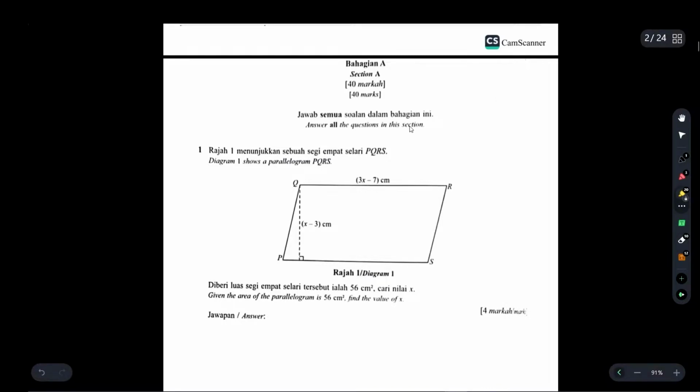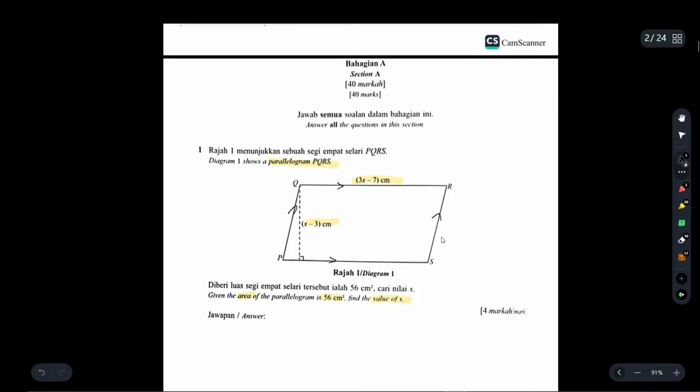Okay, so we'll be looking at our first question. This is a parallelogram, which means that PQ and RS are parallel, and QR and PS are parallel, and also the same length. The same goes for PQ and SR. So we have the base and the height, and it's also given that the area of the parallelogram is 56 centimeter cube. We need to find the value of x.